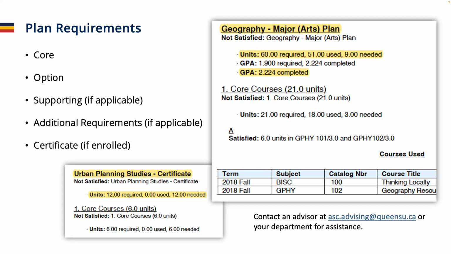If you are enrolled in a certificate, only 6 units can be double counted towards your degree plan and your certificate, or 9 units if you are in an 18-unit certificate. Courses for your certificate will also require a manual adjustment, so please contact an advisor early in your final year to request this.